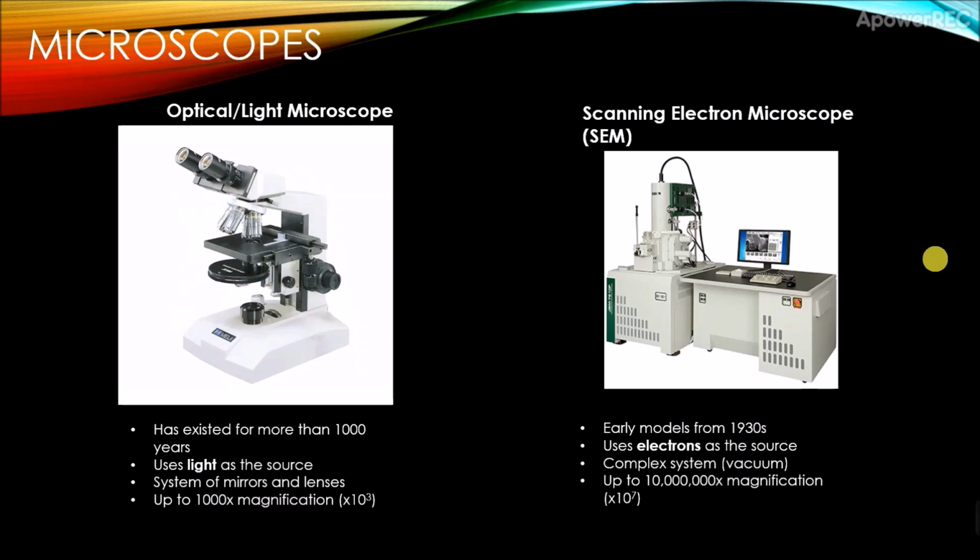Then we also have the scanning electron microscope, the SEM. The early models date back to the 1930s, and at that time the magnification was not significantly better than that of optical light microscopes. As the name indicates, the scanning electron microscope uses electrons as the source. It consists of a complex system of lenses and coils, and it also uses vacuum to obtain the images. This will be explained later in the presentation. With the scanning electron microscope, you can reach up to 10 million times magnification, which is 10,000 times better than the magnification of an optical microscope.